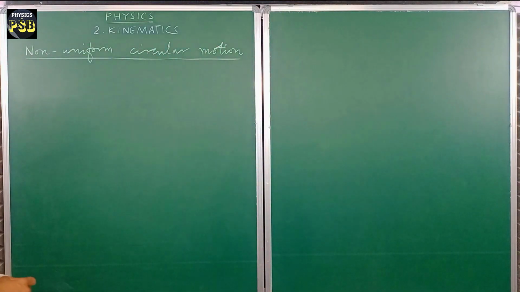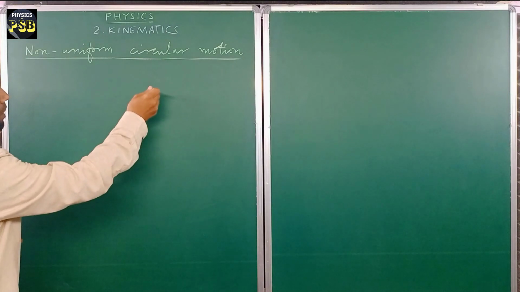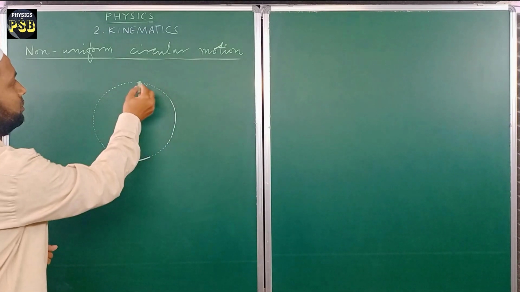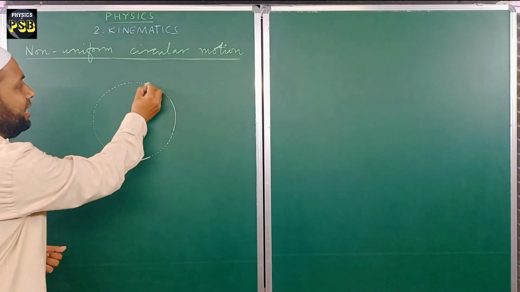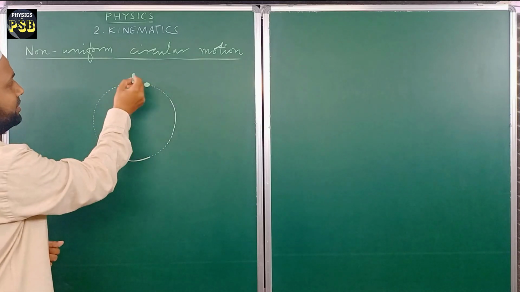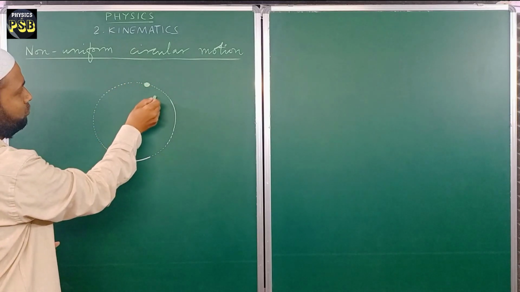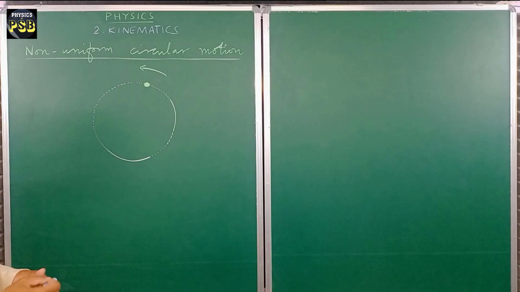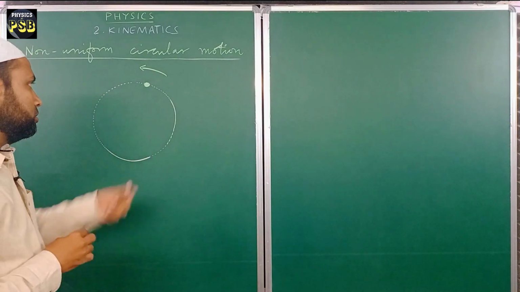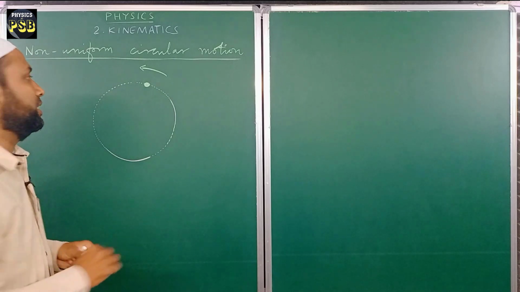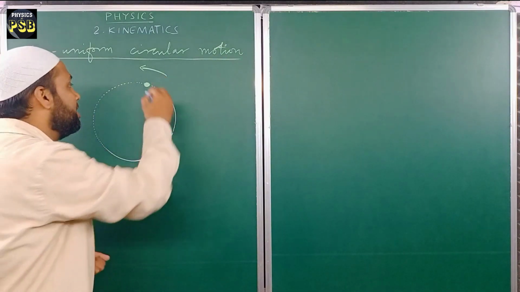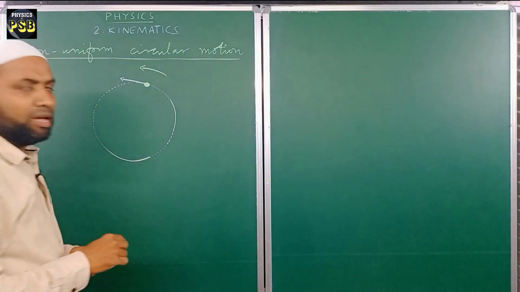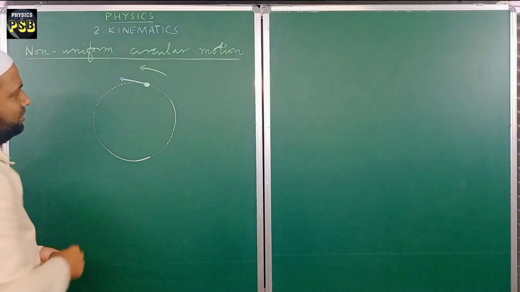For that, I consider a circular path in which an object is found to be moving in an anti-clockwise direction, that is in this direction. If it is so, then the tangent drawn to this circular path, what is this tangent? The tangent is nothing but a line which goes touching a curve or a circle. Clear? So this line is a tangent.